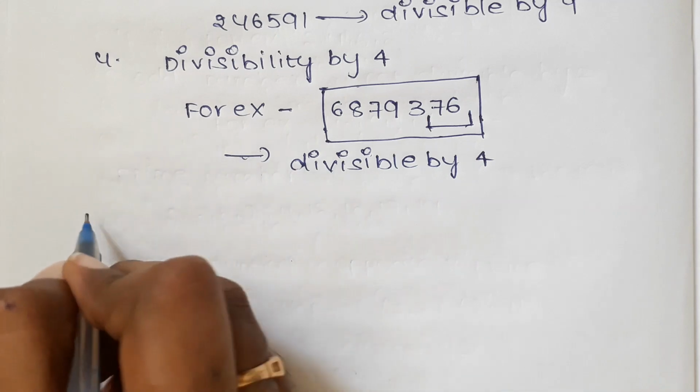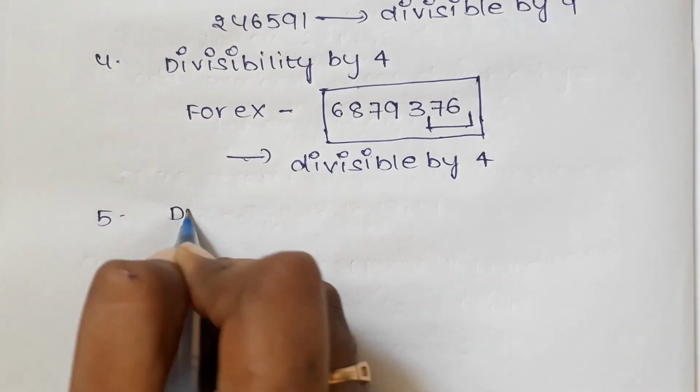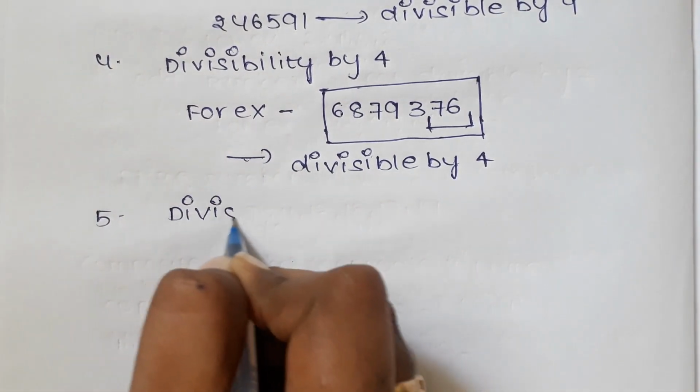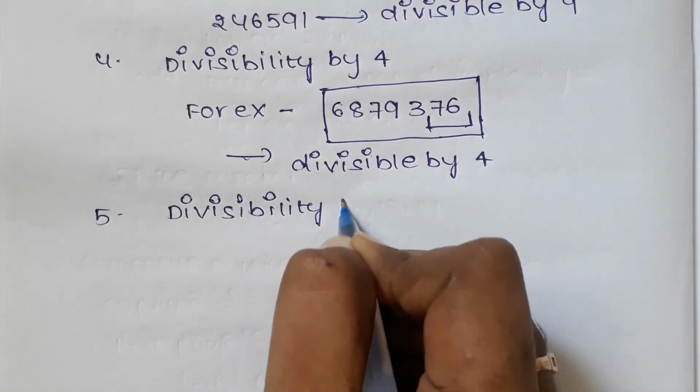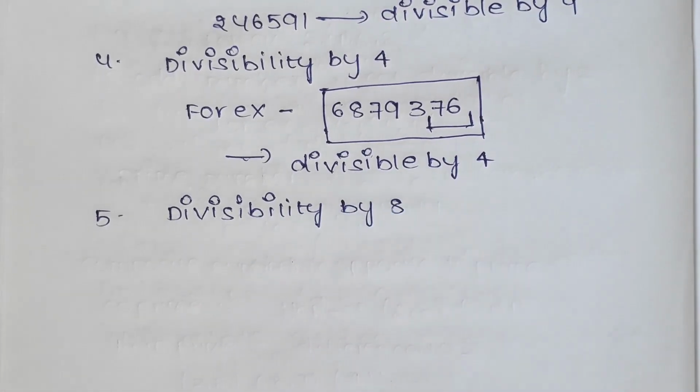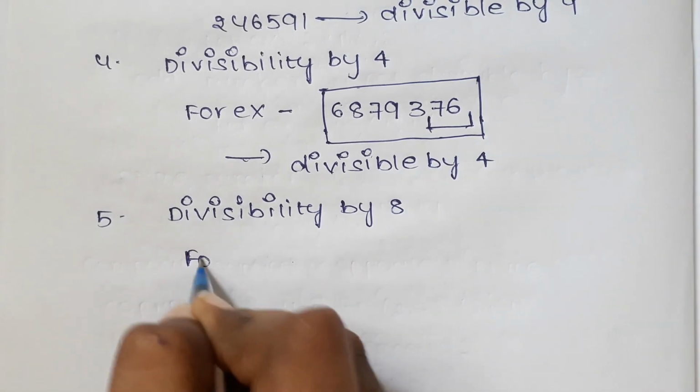And similarly, let us see the divisibility rule of 8. It is also somewhat similar to the divisibility rule of 4. In the divisibility rule of 4, we check only the last two digits, but in 8 we should check the last 3 digits. If the last 3 digits of a given number are divisible by 8, then the given number is divisible by 8.